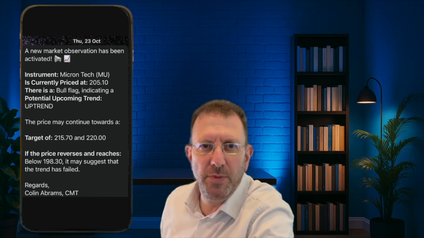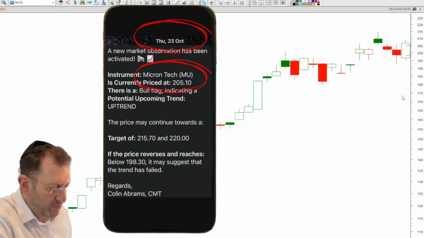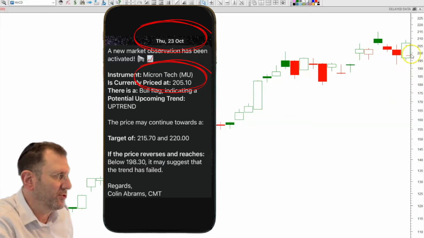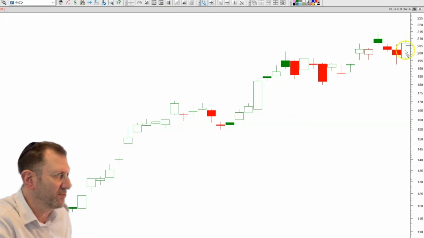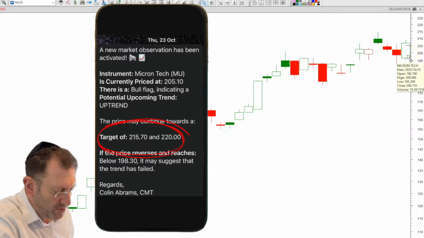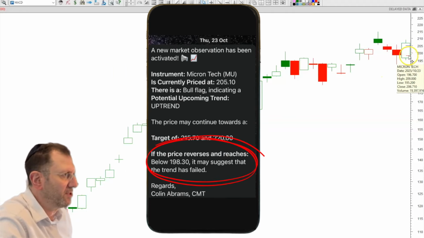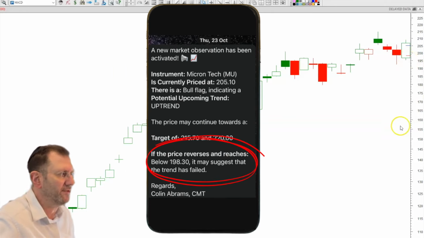The next trade was Micron Technologies, symbol MU. This is one of the big tech stocks in America. And the entry was on the 23rd of October at $204.10, right here on this nice bullish reversal candle in an uptrend. The first target was 215.70, the second target was 220, and the stop, this red line at 198.30.